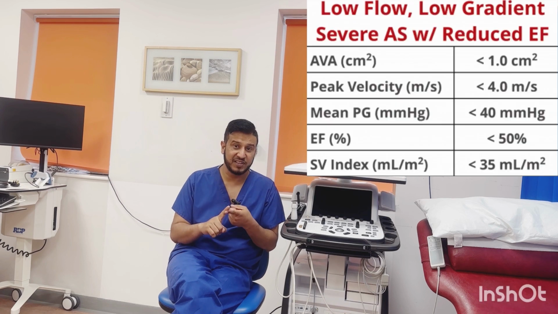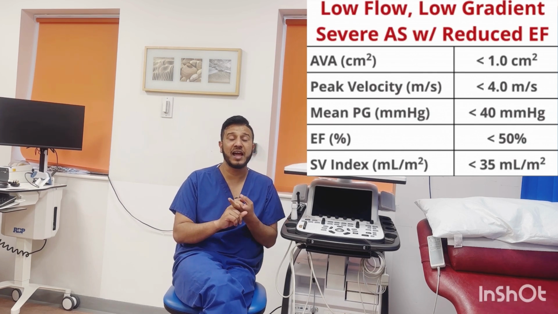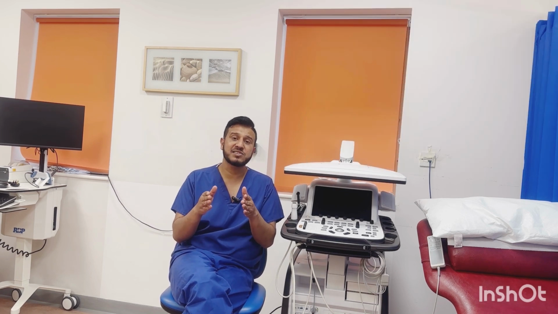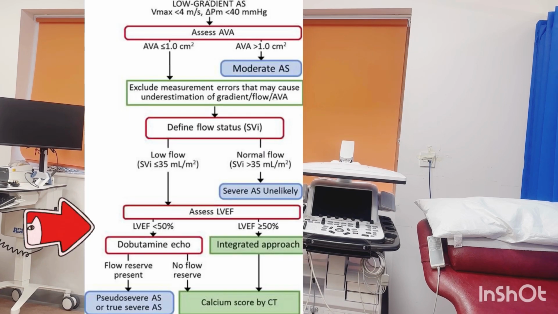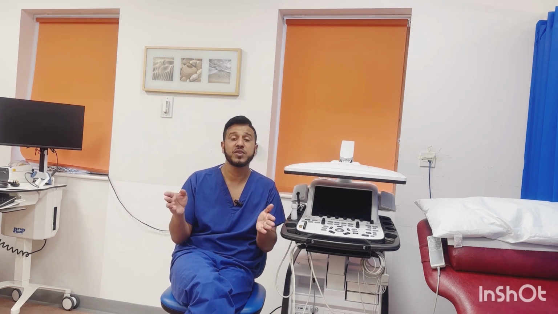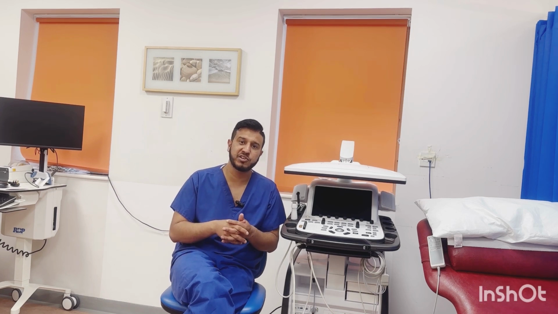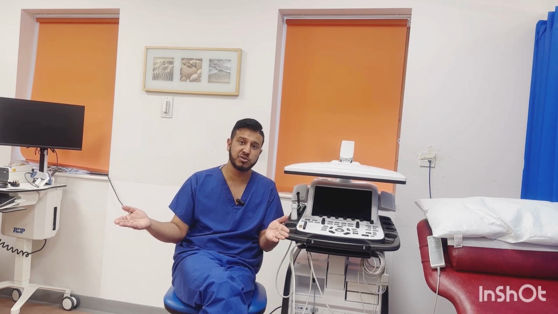Okay, let's come to the other side. Now your LVEF is less than 50%, your mean gradient is less than 40 mmHg, and your valve area is also less than 1. So these patients are classical low flow, low gradient aortic stenosis. You need to send them for dobutamine stress echo, and in dobutamine stress echo you will come to know whether this is a true severe aortic stenosis or pseudo severe aortic stenosis. I will make a full vlog on dobutamine stress echo in aortic stenosis patients, on how you will describe whether this is true severe or pseudo severe aortic stenosis.